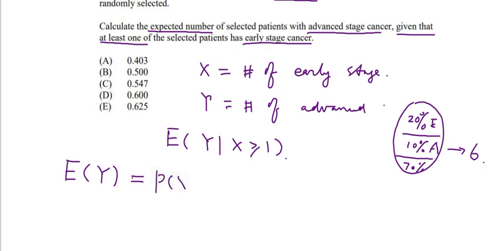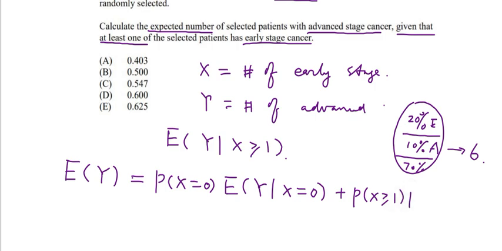For x equals 0, we have the conditional expected y, so when x equals 0, this expectation is a conditional expectation. Plus the case x at least 1, with the conditional expectation of y given x at least 1. So we use this equation, and we can solve for each condition.